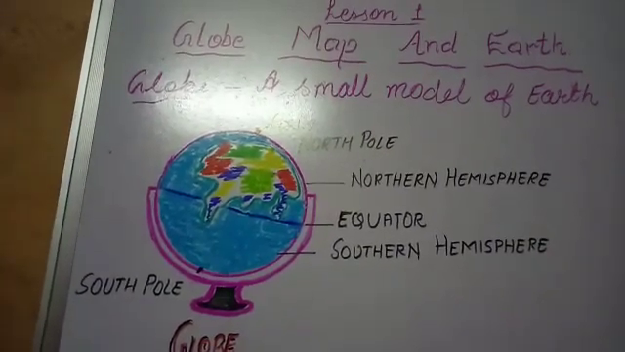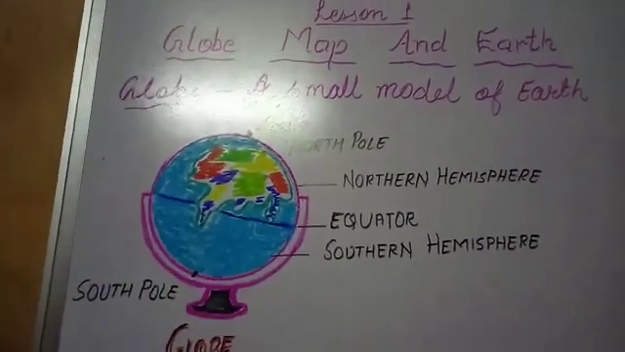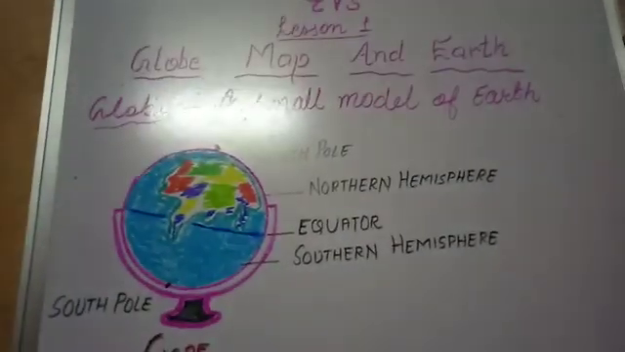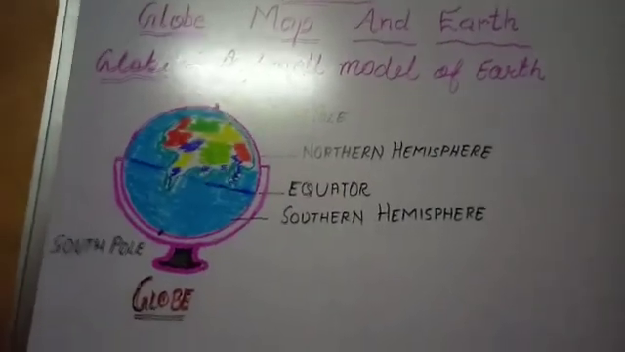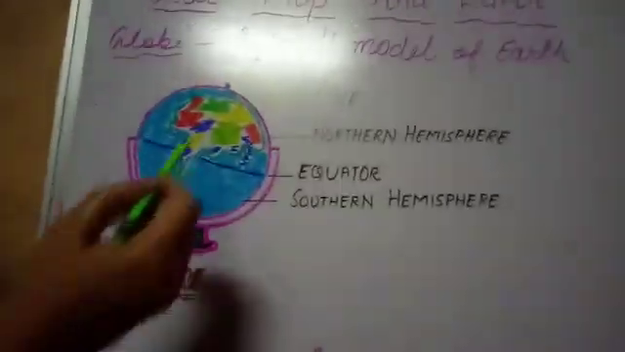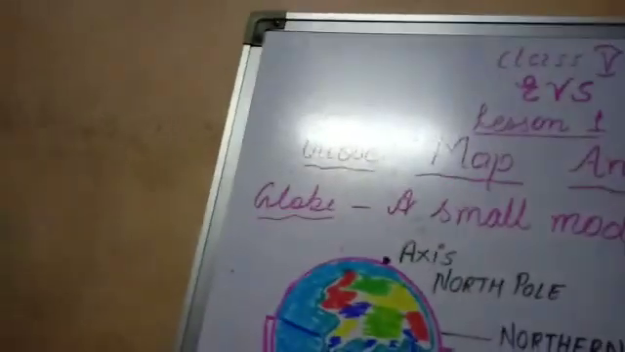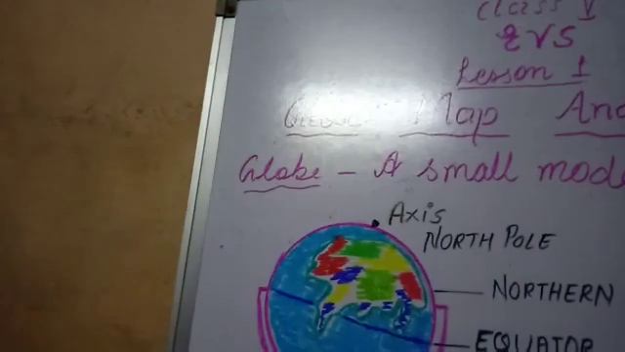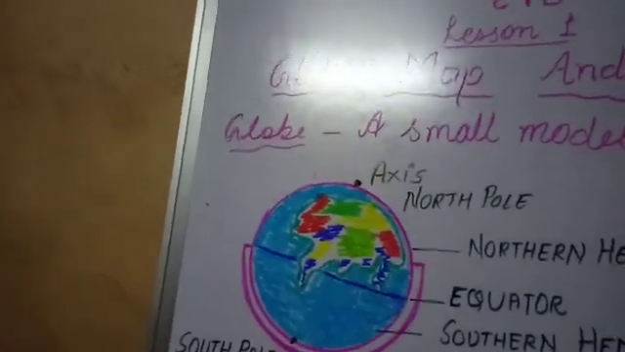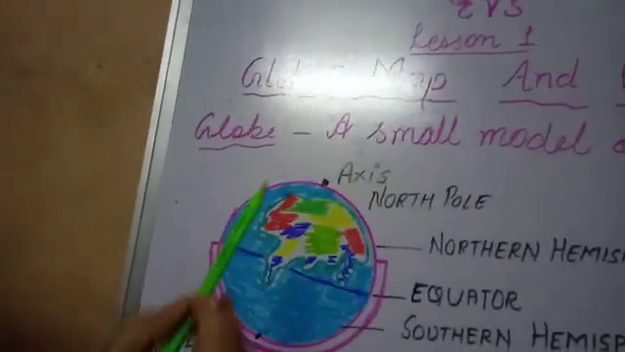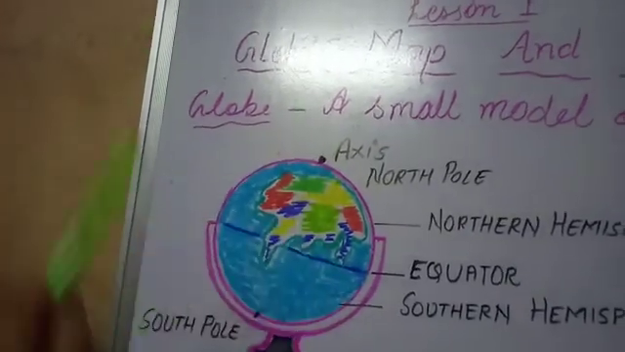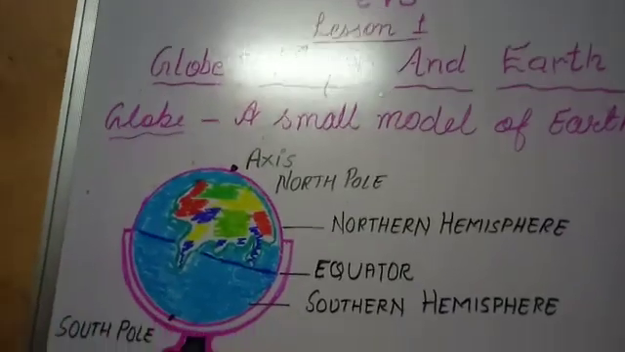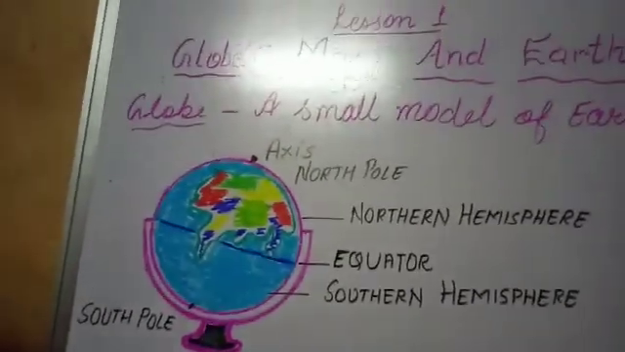We can see only half of the globe at one time. And if we want to see the other side, we have to turn it around. The line passing through it, around which it can be turned, is called axis. The two end points on this axis of rotation are called poles. One north pole is there and south pole is here. To the north, it is north pole and to the south, it is south pole.